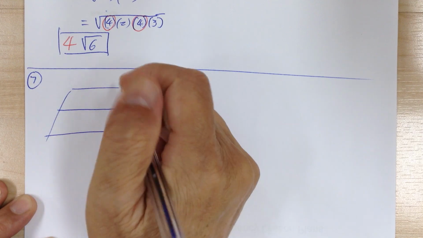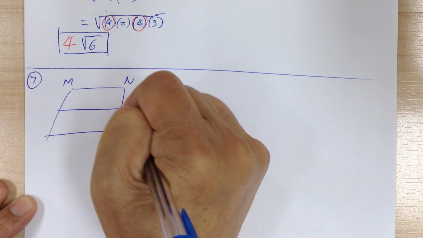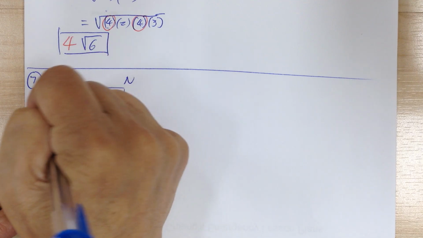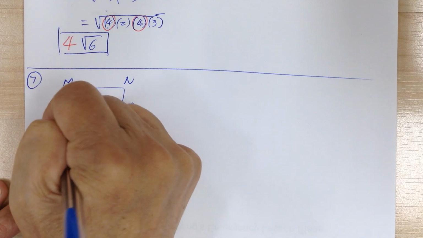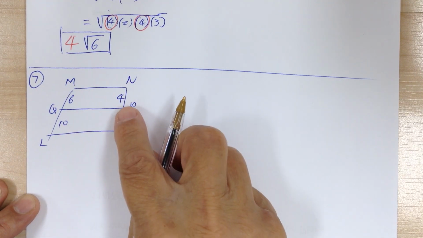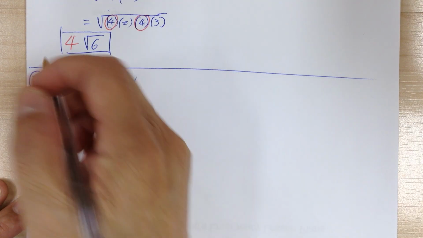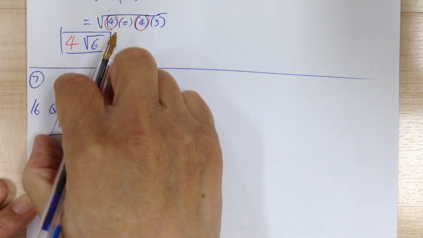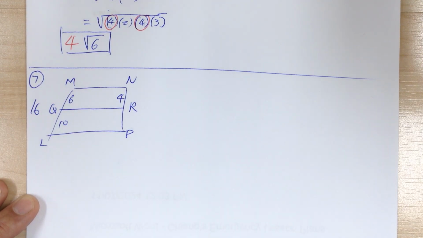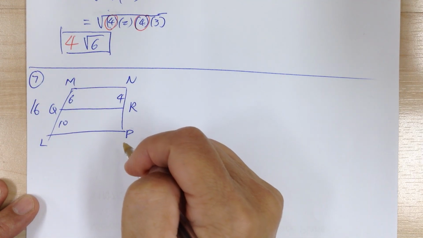Okay, number 7. You have this picture over here, and you have the M, N, R, P, and you have the Q, L. So this is 6, 10, and 4. Notice I write the numbers inside to represent the numbers over here. And the whole thing, I would write it outside. So if the number is on the outside, that means the whole thing. So try to keep the habit of doing that. It will be less confusing when the problems get complicated.